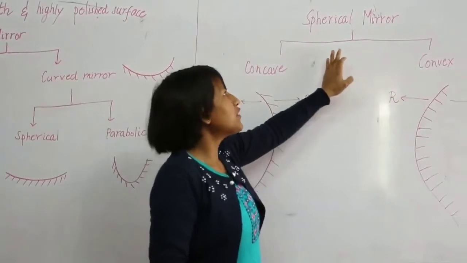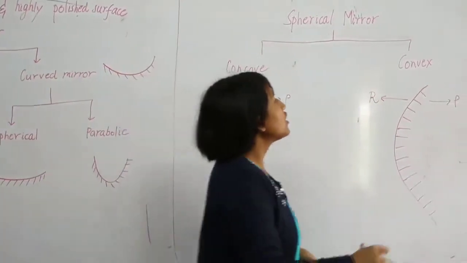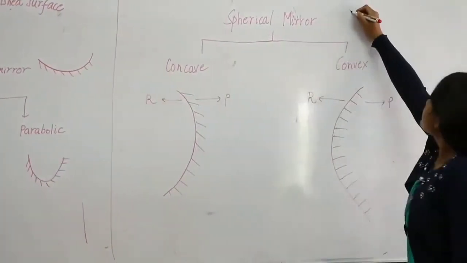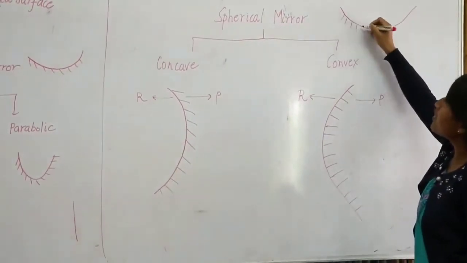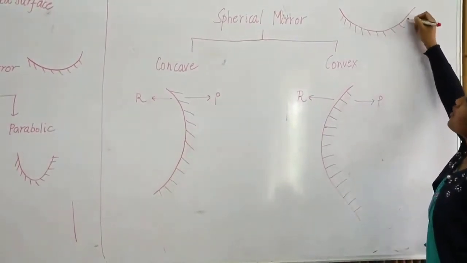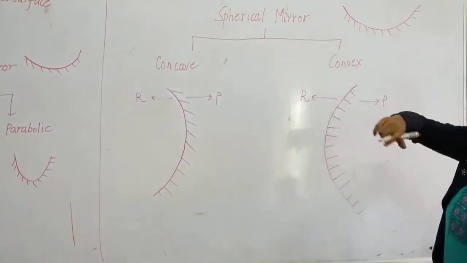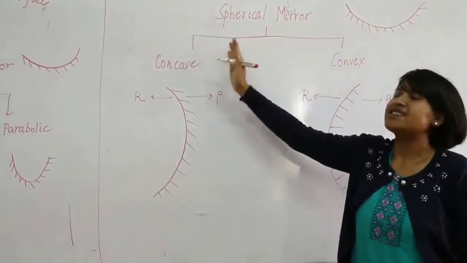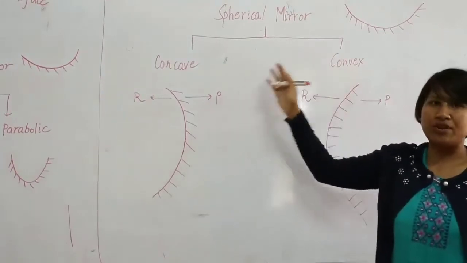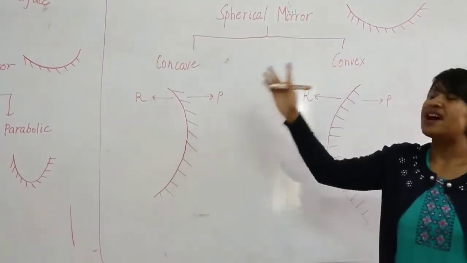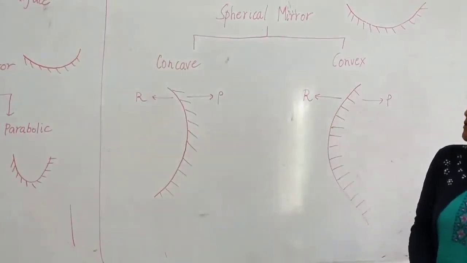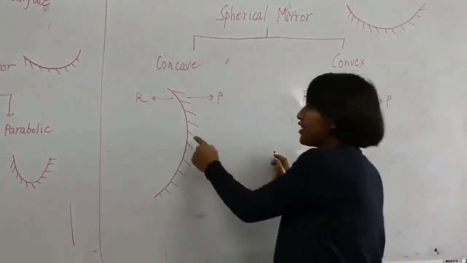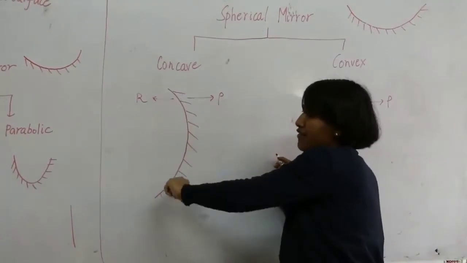A spherical mirror is a curved mirror which is a part of a hollow sphere. They are classified as concave and convex mirrors. Spherical mirrors have two types, concave and convex.